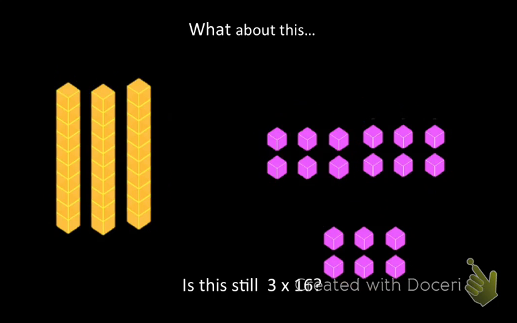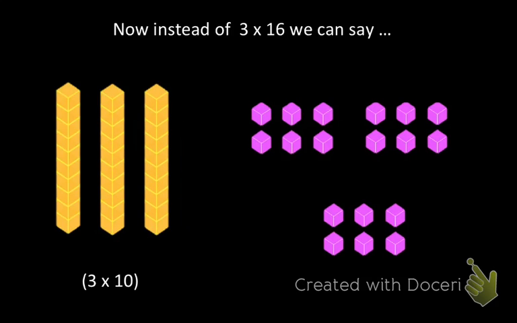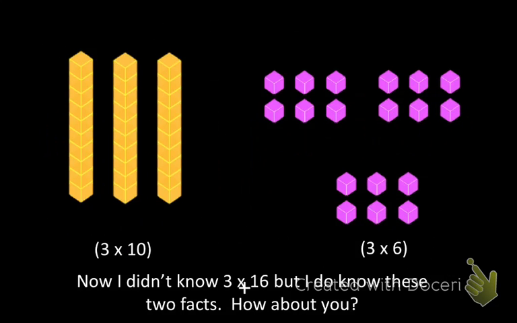Okay? But now it's a lot easier to multiply, right? What I can do is say that's 3 times 10, or 3 groups of 10, and over here I have 3 groups of 6. Now I didn't know 3 times 16, but I do know these facts, right? I didn't know 3 times 16, but I do know 3 times 10 and 3 times 6. And if I don't know them, they're on that multiplication table. And that's what I meant earlier in the year when I said you'll never need to multiply by anything larger than 10 times 10. Right? All those facts are right there on the times table for you.